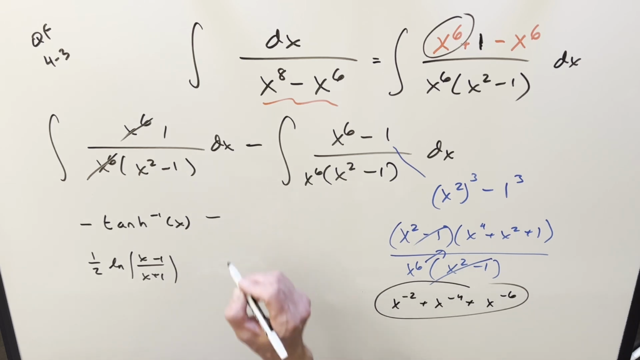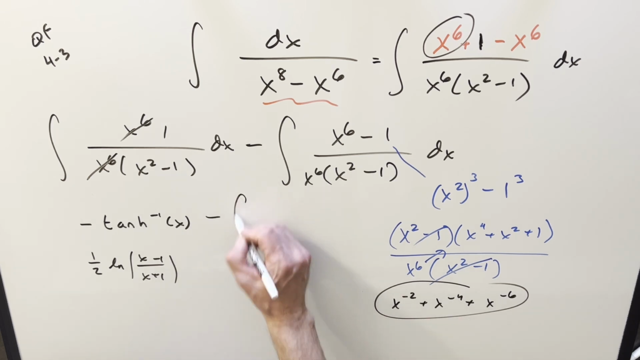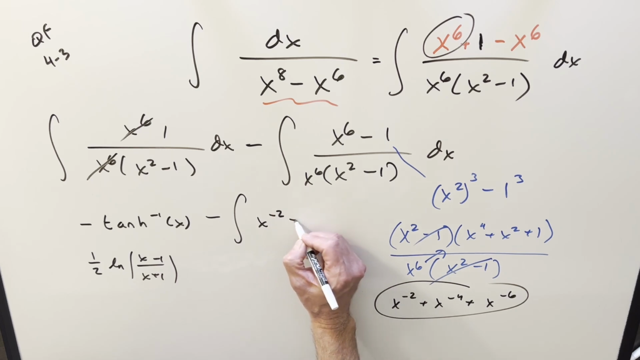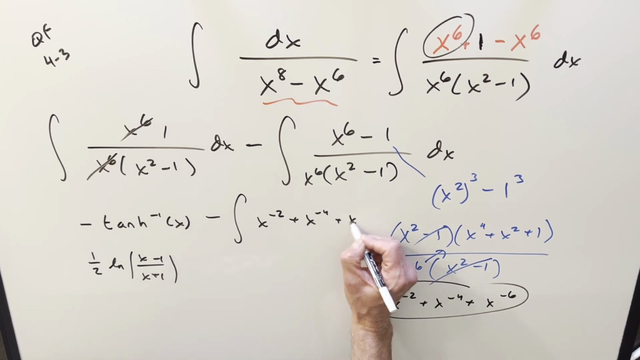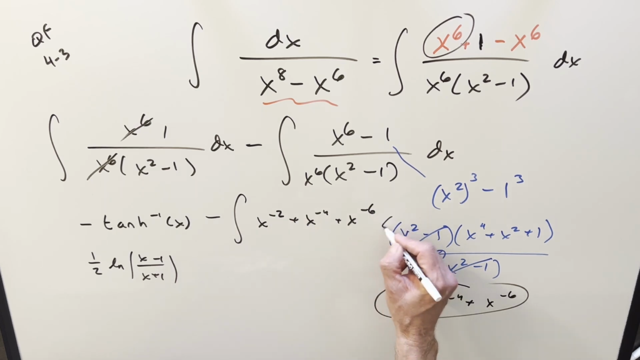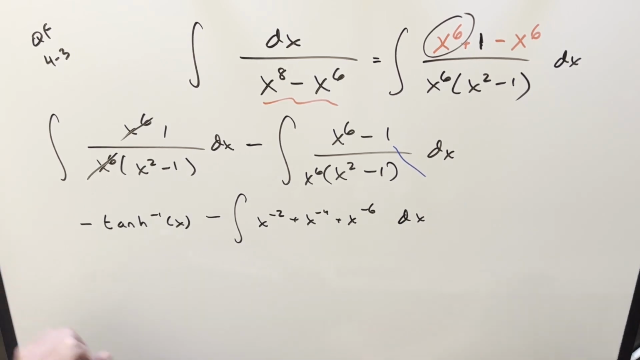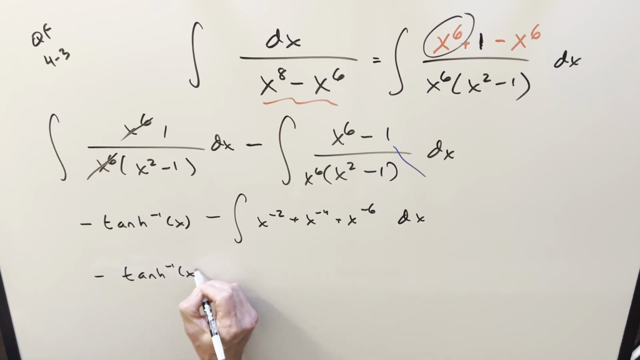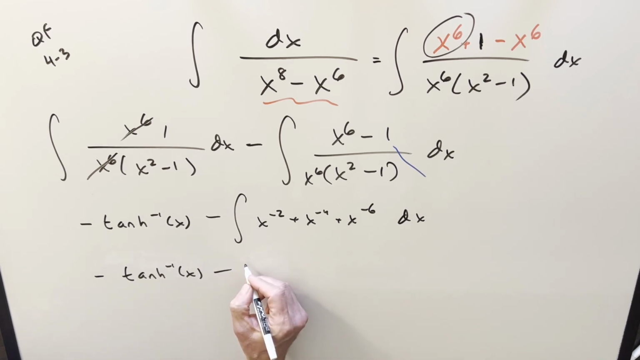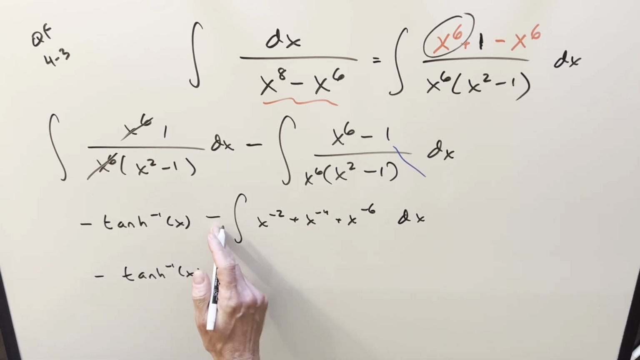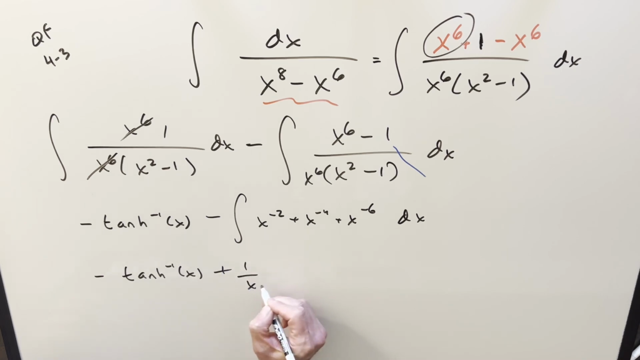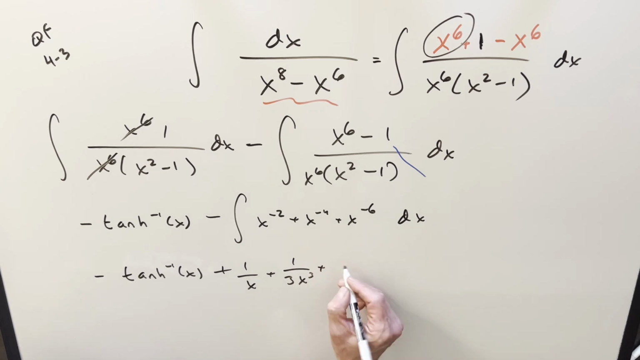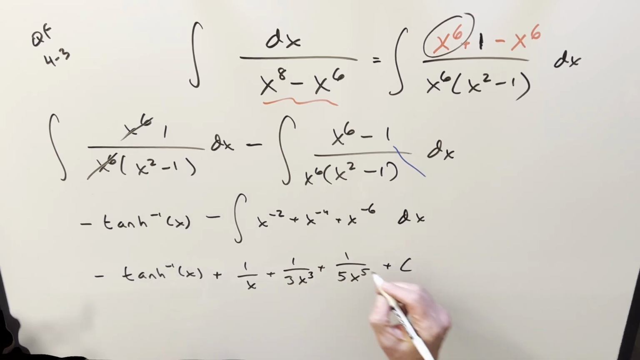Then for the rest of this, we need to integrate the integral of x to the minus 2 plus x to the minus 4 plus x to the minus 6, but this is all just power rule. So we'll bring down this first part and then integrate. We have our minus inverse tanh of x. Everything's got a minus, so it's going to reverse the minus here, so it's going to be positive 1 over x. And this is going to be positive 1 over 3x cubed, and this one's going to be positive 1 over 5x to the 5th. Add a plus C on the end, and that's it.